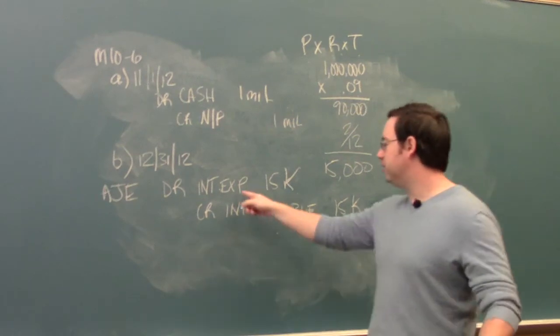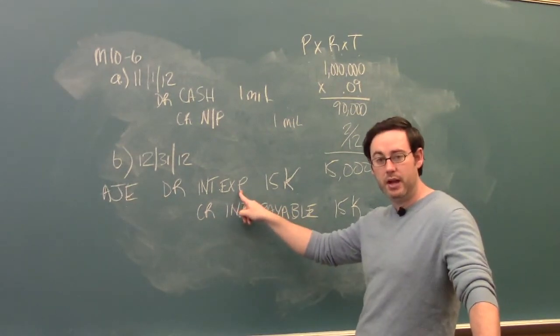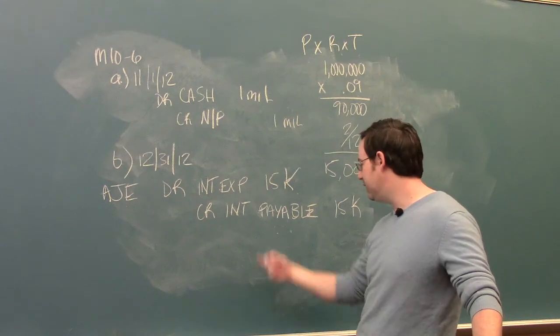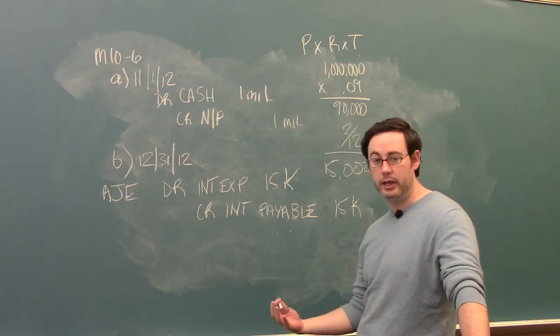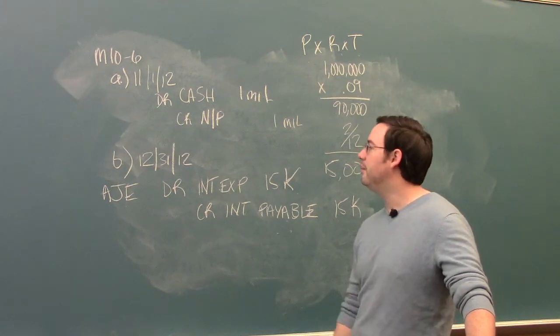These amounts for interest expense would decrease stockholders' equity, and obviously increase expense. And then interest payable is another liability, okay? So that would increase the liability accounts.